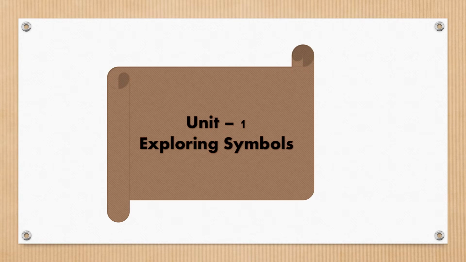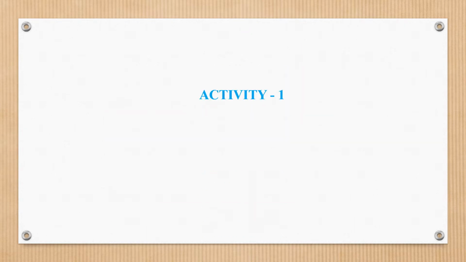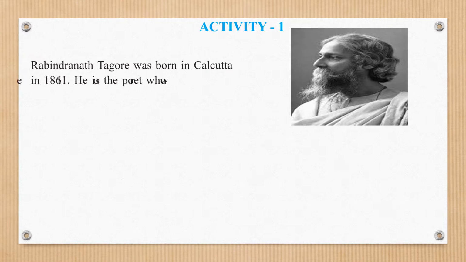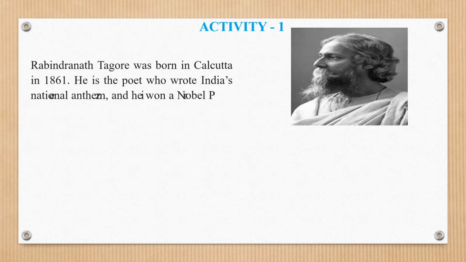Unit 1, Exploring Symbols. Activity 1. You can see on the right side of your screen Rabindranath Tagore. Rabindranath Tagore was born in Calcutta in 1861. He is the poet who wrote India's national anthem and he won a Nobel Prize in Literature in 1913.